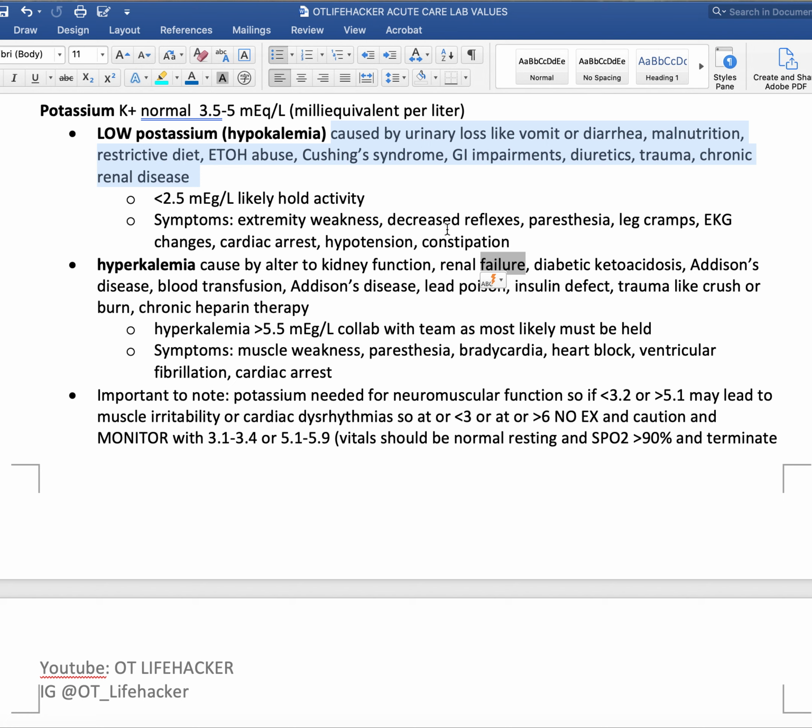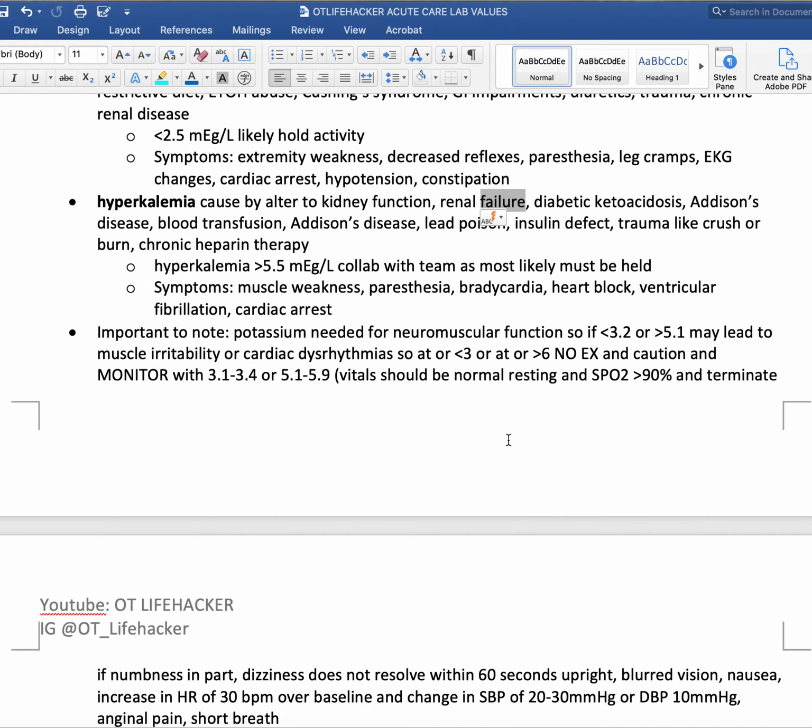Now, it's important to pay attention to potassium needed for neuromuscular function. If it is less than 3.2 or greater than 5.1, that may lead to muscle irritability or cardiac dysrhythmias. At or less than 3, or at or greater than 6, no exercise should be done. Use caution and monitor for the 3.1 to 3.4 range or 5.1 to 5.9 range, because remember, normal is 3.5 to 5. Vitals should be normal, resting, and the oxygen should be above 90%.